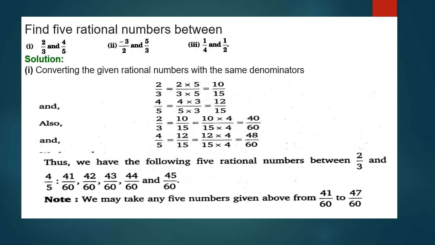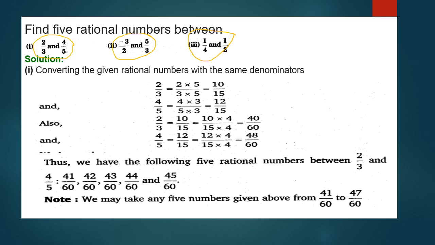Children, here see this fifth problem is similar to the fourth problem above. Find 5 rational numbers between 2 by 3 and 4 by 5, then minus 3 by 2 and 5 by 3, then 1 by 4 and 1 by 2. Children, as I said, we want to convert the rational numbers into the same denominators.